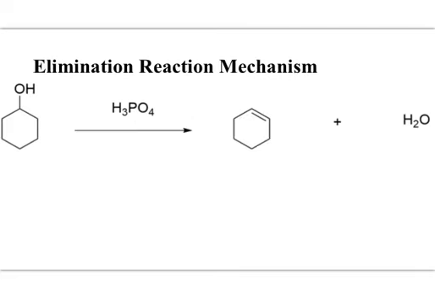Here's the overall reaction scheme. So we take our cyclohexanol, react it with phosphoric acid to get cyclohexene and water as the byproduct.